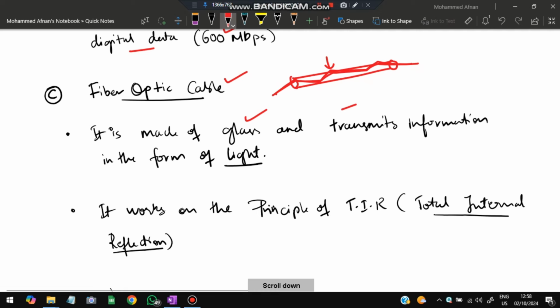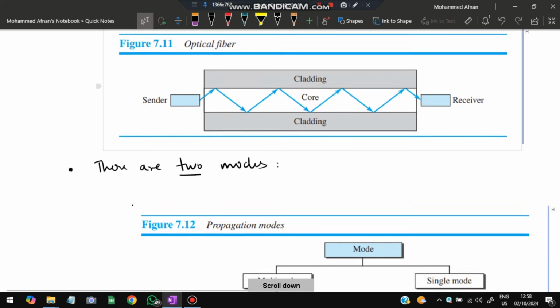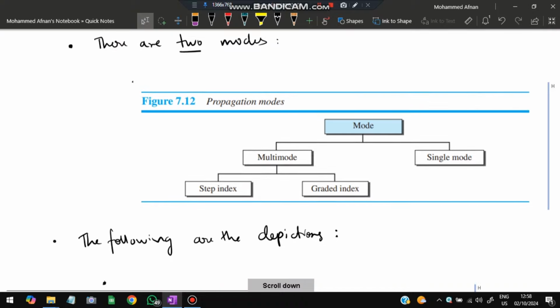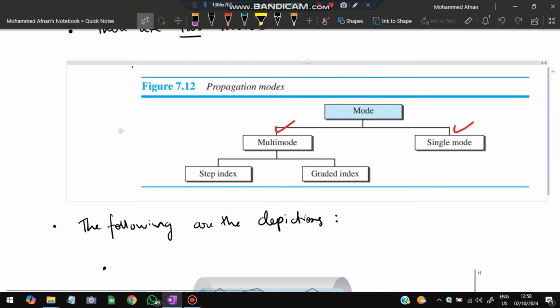And it also has the cladding and the core. The core is where the light gets transferred, and from the sender to the receiver there are two modes: multi-mode and single mode. Single mode transfers one data, multi-mode transfers different data. Multi-mode is divided into step index and graded index.